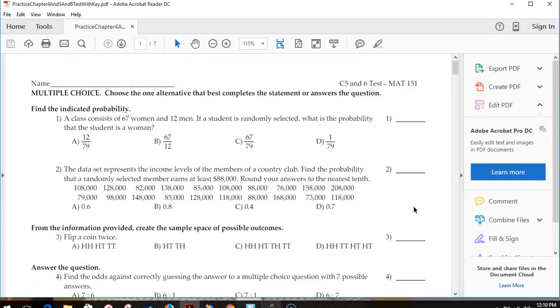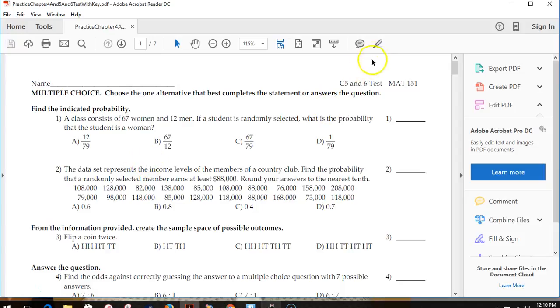We'll go back and forth between the PDF, Smart Notebook, and the calculator. So I decided to go with a video instead of a hard copy that you could print out. Let's start with number 1. You'll see that there's going to be a couple of multiple choice questions as you go through this test, like on the other test. First one says there's a class of 67 women and 12 men.